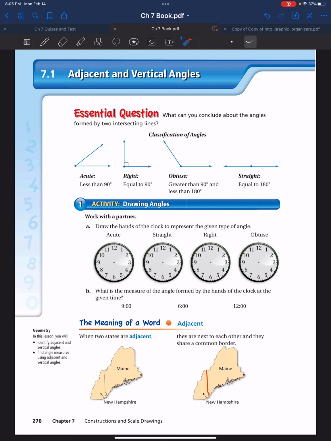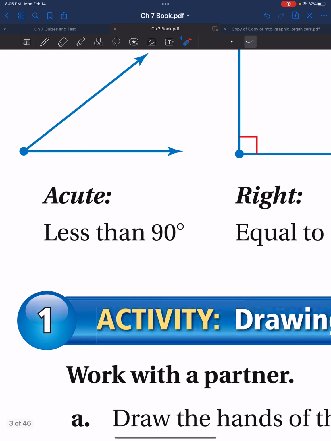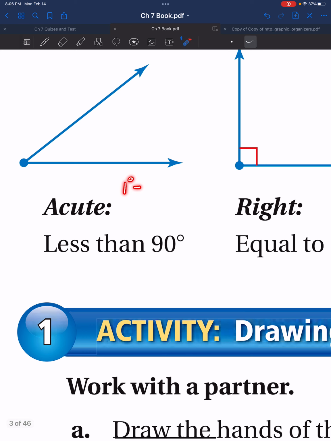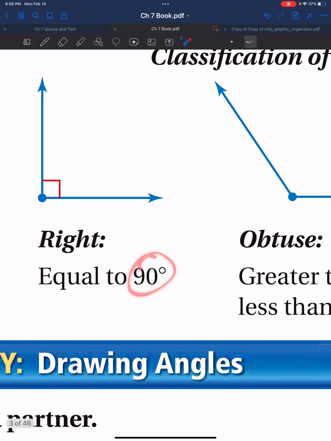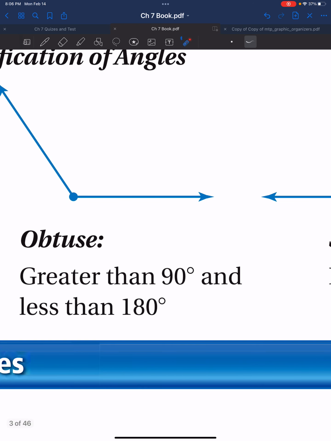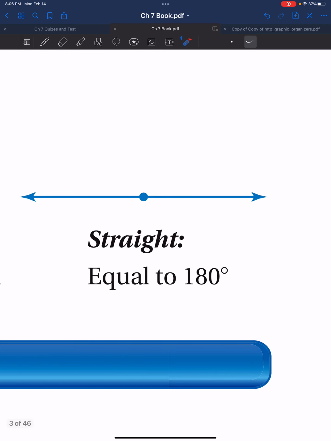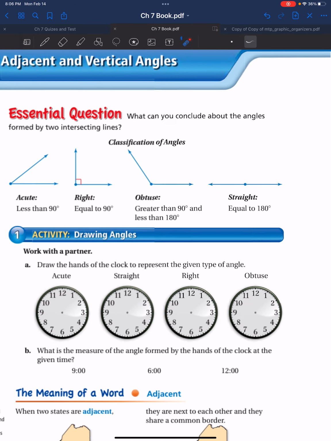All right, so the very first thing you see on page 270 is the classification of angles, and we talked a lot about that in the last lesson. We talked about acute, how they're less than 90, so basically acute angles are anything from 1 degree to 89 degrees. Right angles are exactly 90, nothing more, nothing less. Obtuse are 91 degrees to 179 degrees, not 180, because 180 is exactly a straight line. You're going to need to know a lot of this information for today's lesson.